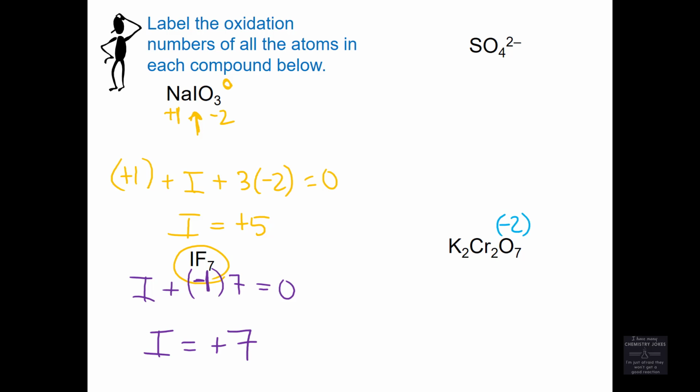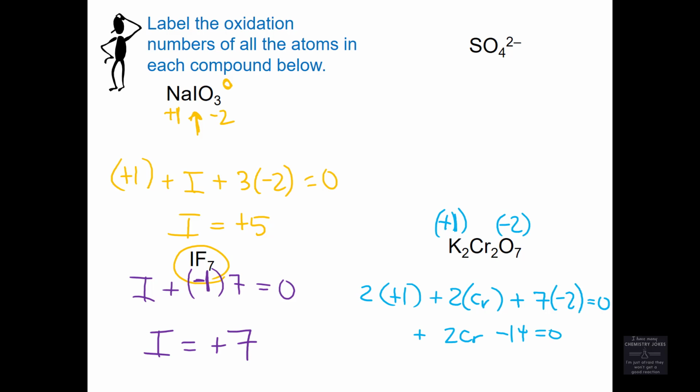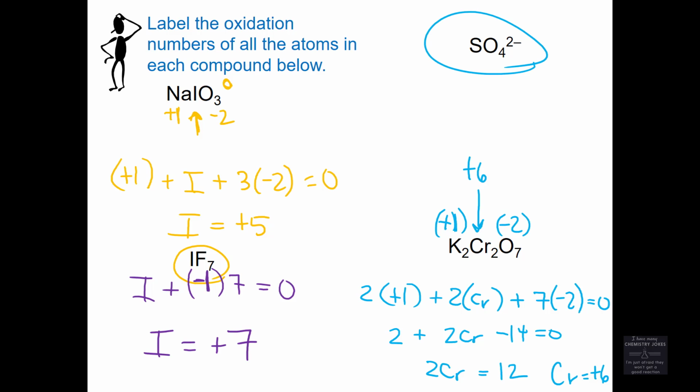So oxygen's -2. Hopefully you can spit that out as quick as I wrote that out. Potassium is +1. So I've got +1 times 2 plus 2 times unknown chromium plus 7 times -2 equals 0. If I walk through all the math, we got -14, 2 chromium, +2. I got 2 chromium equals 12. Did you follow me? So each chromium must be a +6. Yeah? It's just a little algebra. You can solve that on your own.